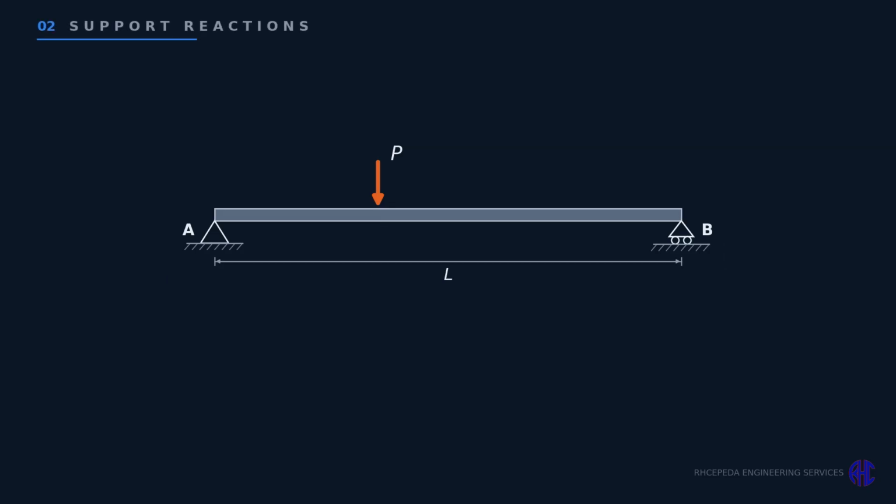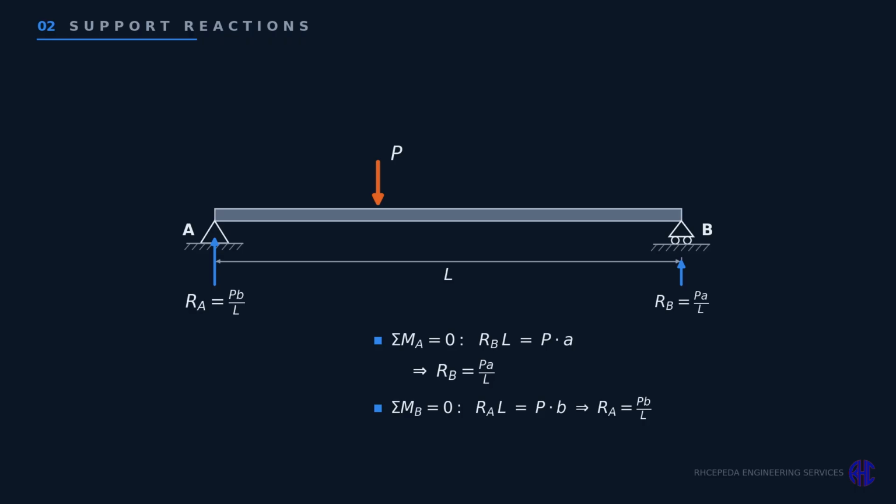Taking moments about A, RB times L equals P times A, so RB equals PA over L. And moments about B give RA equals PB over L. Check the pattern, the support nearer the load carries the larger share. With the load closer to A, RA takes most of the weight.